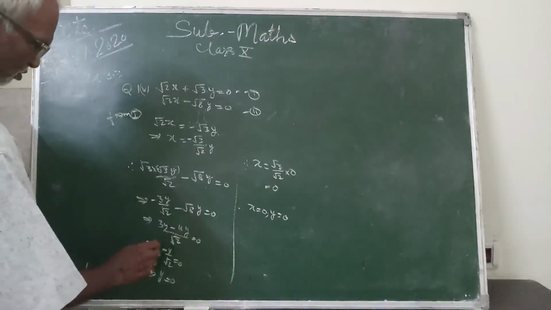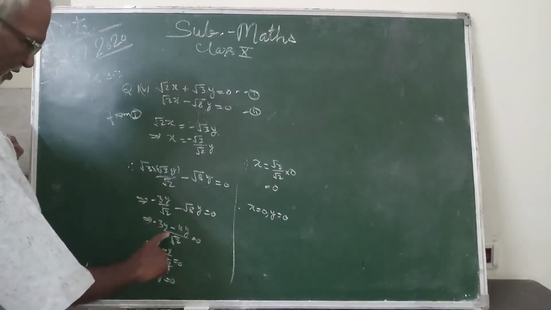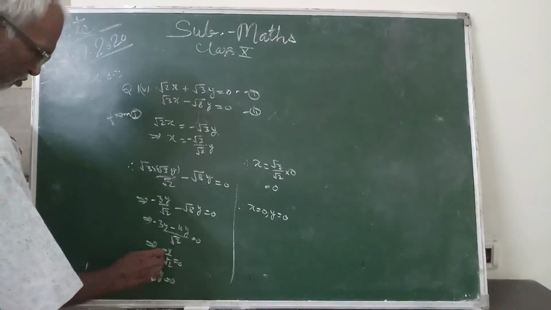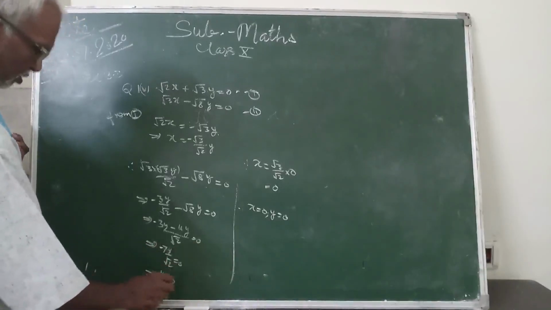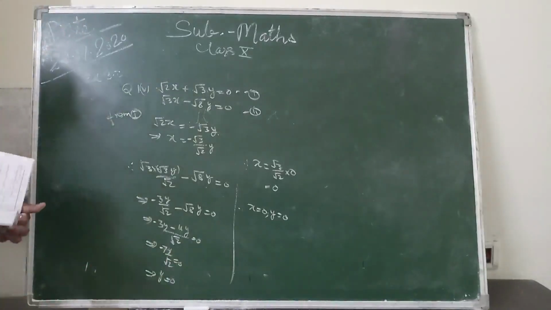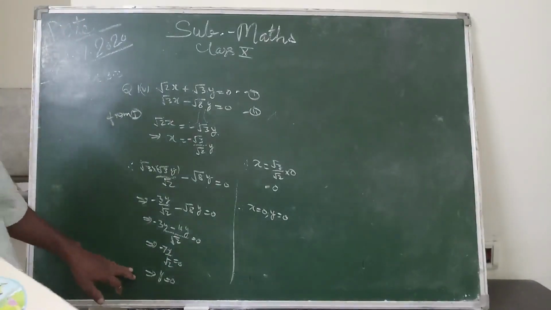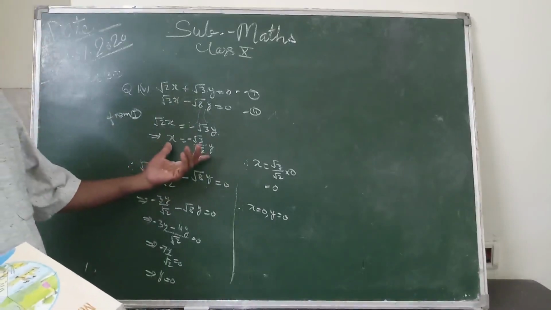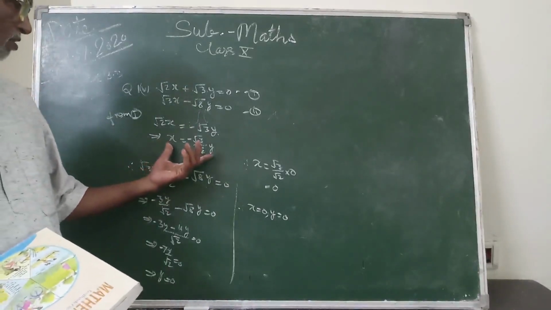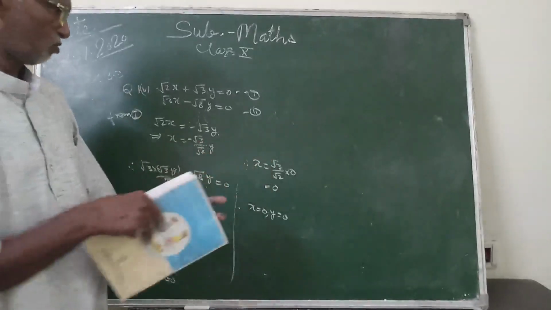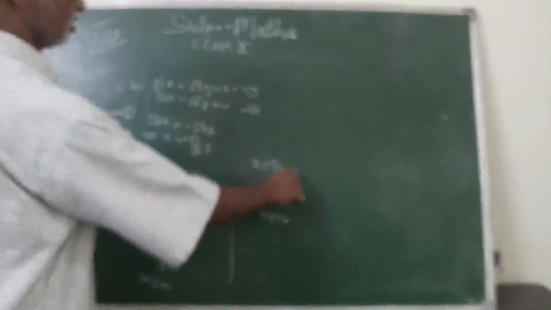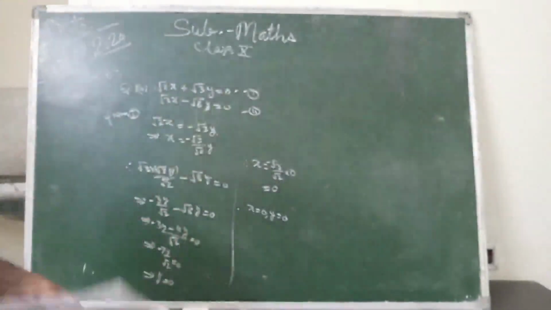So this becomes minus 3y by root 2 minus 4y by root 2 is equal to 0. From here minus 7y by root 2 is equal to 0. Therefore y is equal to 0. By substituting the value of y in the value of x obtained from the first equation, x becomes minus root 3 upon root 2 into 0, that is 0. So x is equal to 0 and y is equal to 0 is the solution of it.